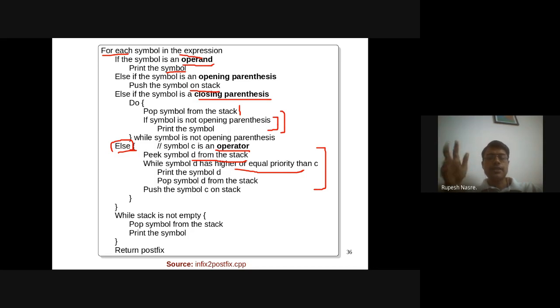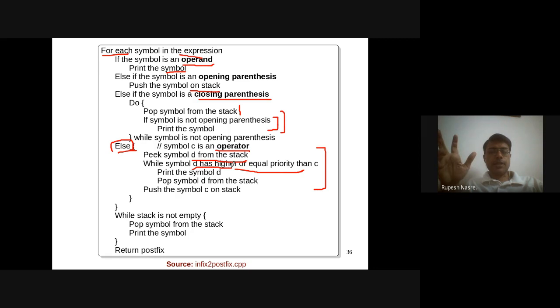Right? So when d is encountered, again I just print d. And after that, since the input is over, I empty the stack in reverse order, and therefore I push star and plus to the output. Right? So that is essentially the loop that is happening here: while the element being popped from the stack has equal or higher priority.